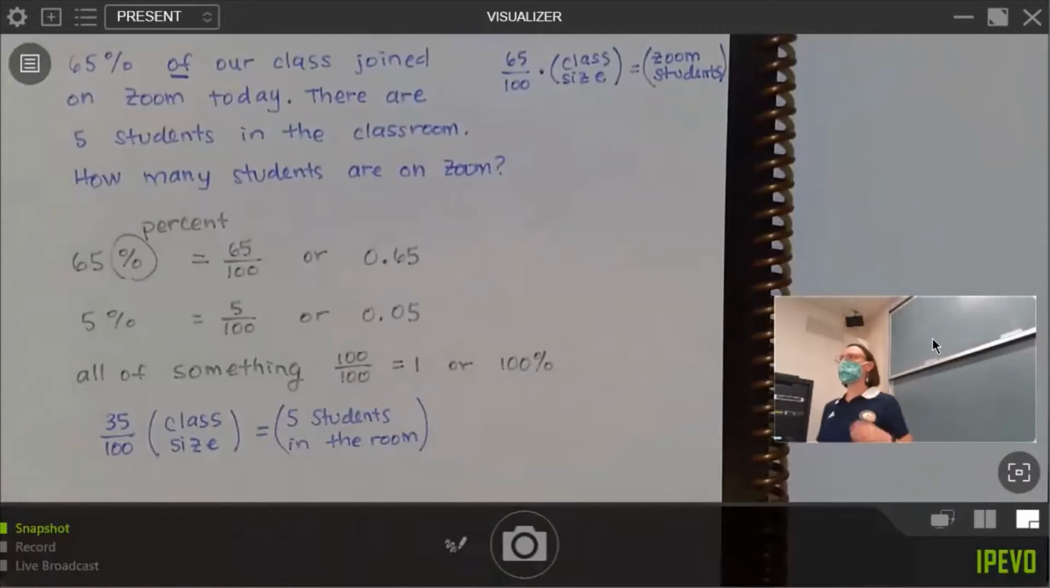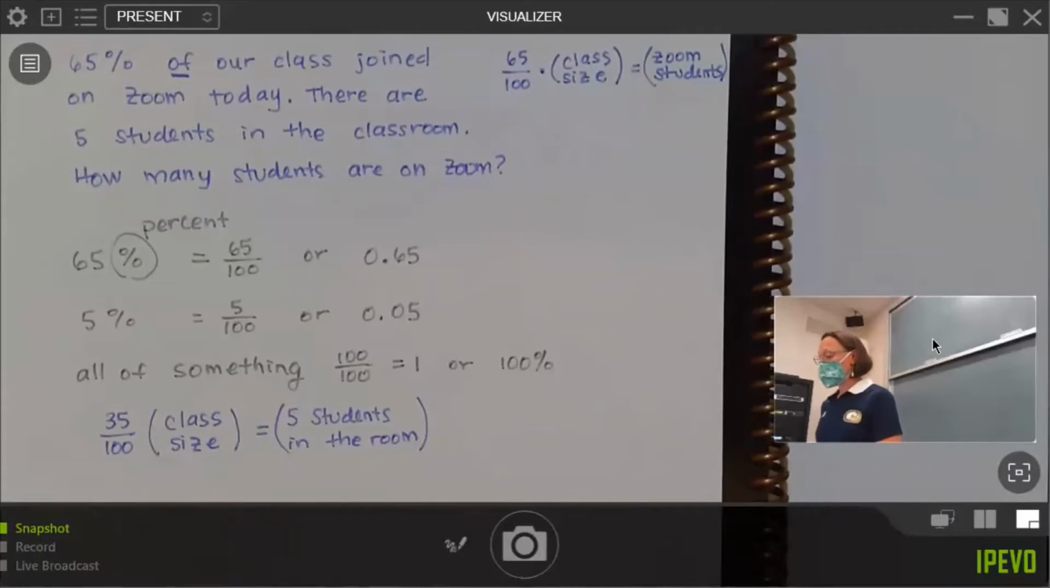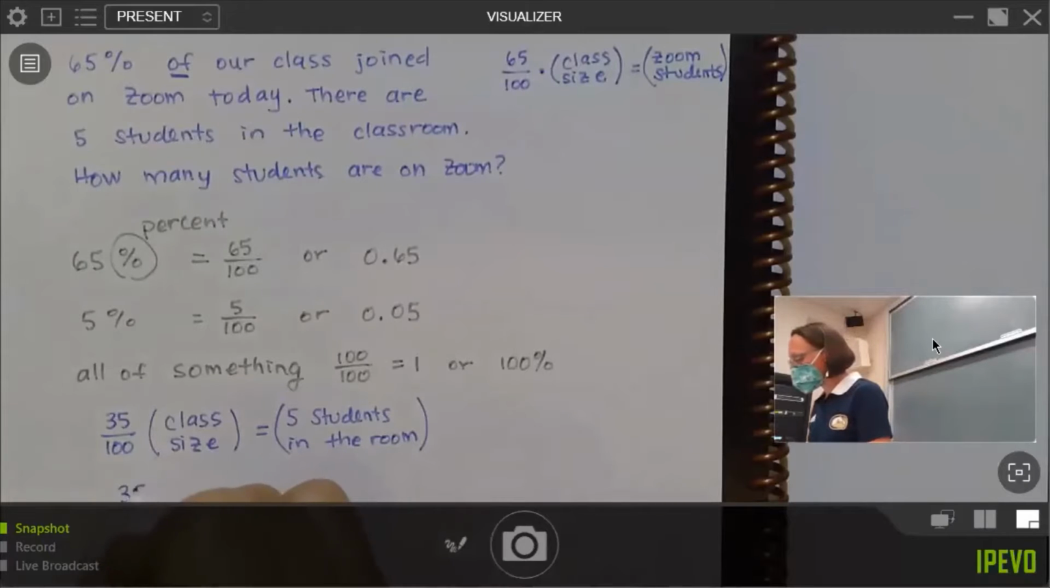Oftentimes when I'm doing word problems, I know that the textbook is going to suggest that you replace things with variables. It is certainly faster to replace things with variables as long as you remember what those variables are. So by default in math problems, we usually choose X and Y, but I recommend choosing variables that are going to help you remember what they stood for. So pick whatever letter makes sense to you. Here, the thing that we're trying to figure out is class size, so I'm going to replace that with a C. So 35 over 100 times C is equal to the 5 students in the room.